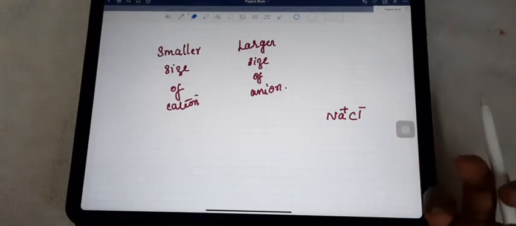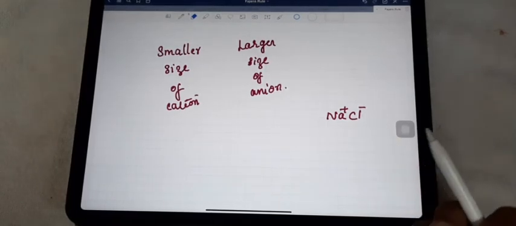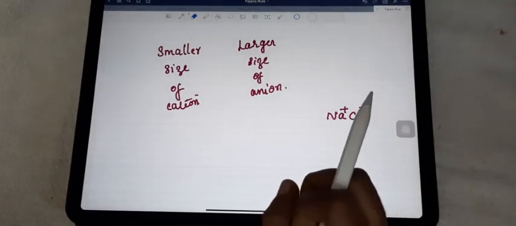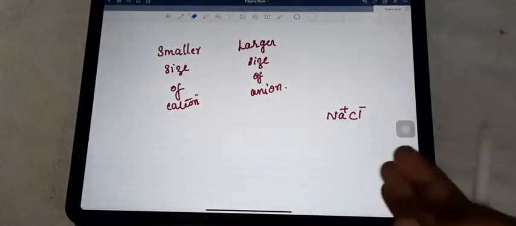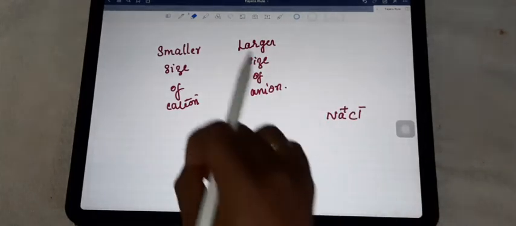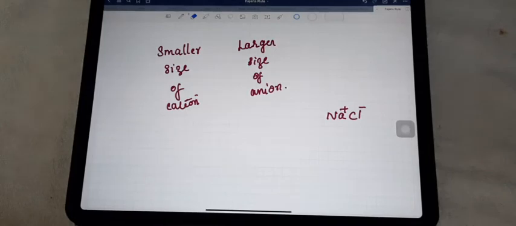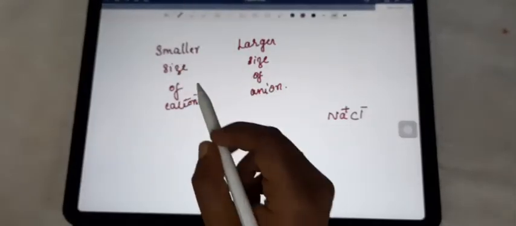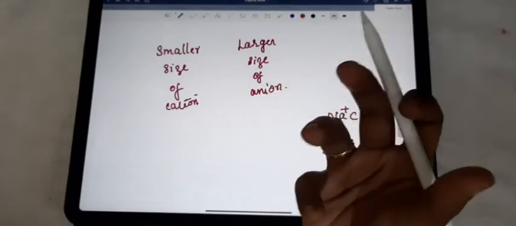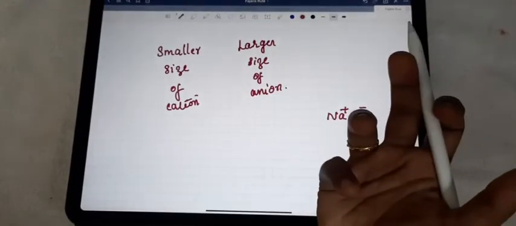Covalent character means, you know, that due to the sharing of a pair of electrons, the atoms are very close to each other. That is said to be the covalent bond. So how can we explain that the ionic bond has some partial covalent character? With the help of the first rule we can explain. So what is that rule? The smaller the size of the cation and the larger the size of the anion, the ionic bond has some partial covalent character.